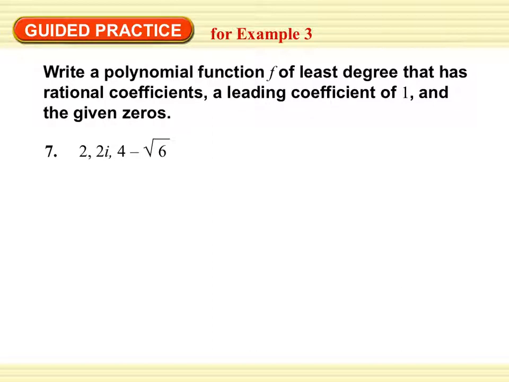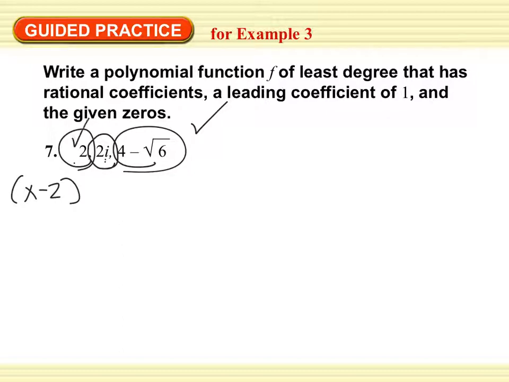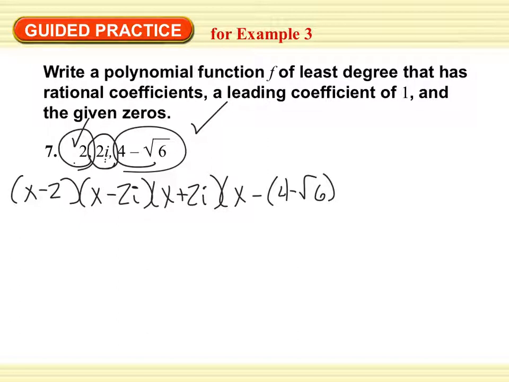Here we have quite a few zeros. I have 1, 2, 3, 4, 5 zeros. I have 5 zeros. So what I have here is x minus 2, which is that first one, x minus 2i, x plus 2i, x minus 4 minus root 6, and x minus 4 plus root 6. This is going to be fun. Let's go ahead and work on this one.